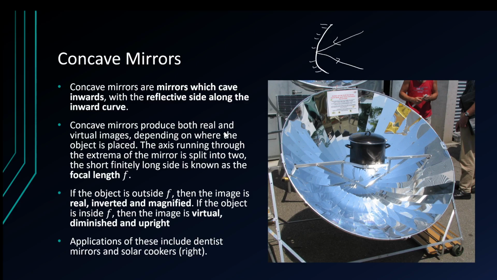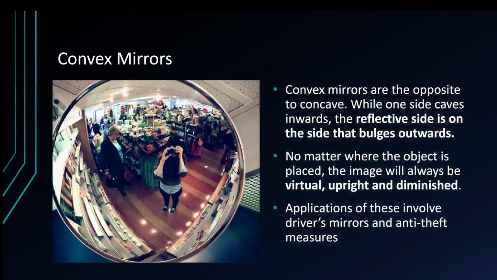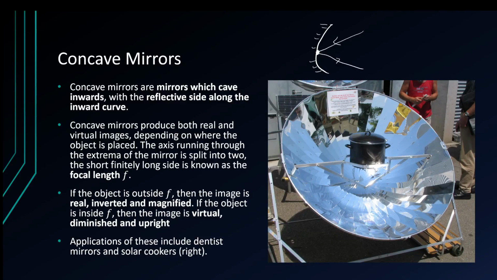So concave mirrors produce both real and virtual images depending on where the object is placed. The axis runs through the extrema of the mirror. The extrema of the mirror is the center bit. If you're talking about the polished side, it's the one that bulges most inwards, but the non-polished side is the one that bulges most outwards. That's known as your extrema.